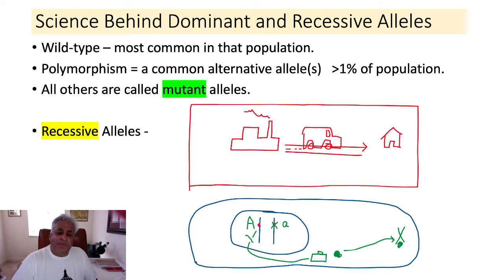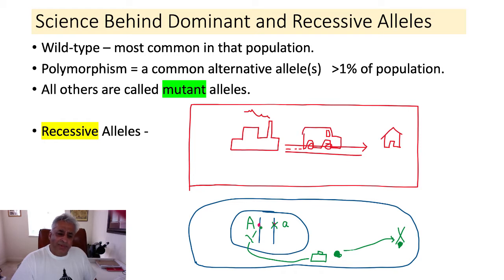As far as the cell is concerned, it's looking right here. Do I have any green blobs? And if the answer is no, then the cell will exhibit a diseased phenotype. But if it has enough from a heterozygous condition, then everything is all happy.